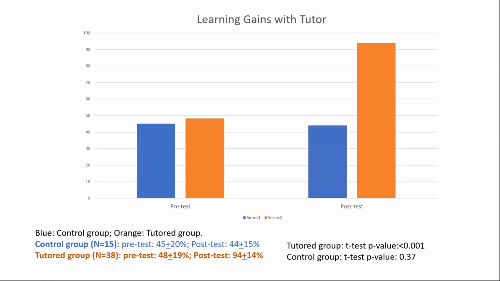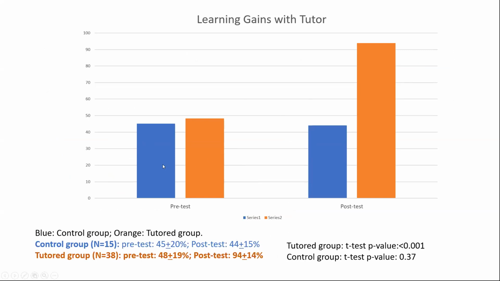And also, to test whether our tutor was really effective or not, we did this kind of a test. We did a pre-test and a post-test. In this experiment, we used two different groups, a control group and a tutored group. In the control group, there was actually no intervention, which means that we gave them a pre-test, and then the students attended a lecture which is not related to the topic in question.